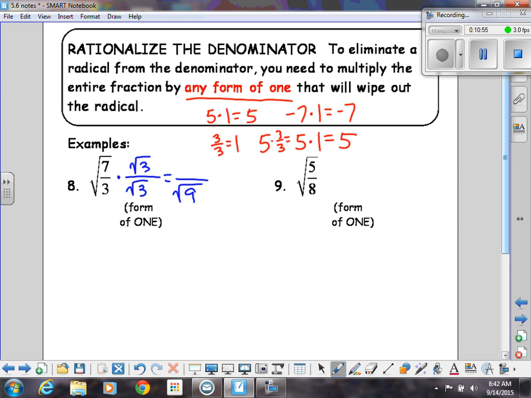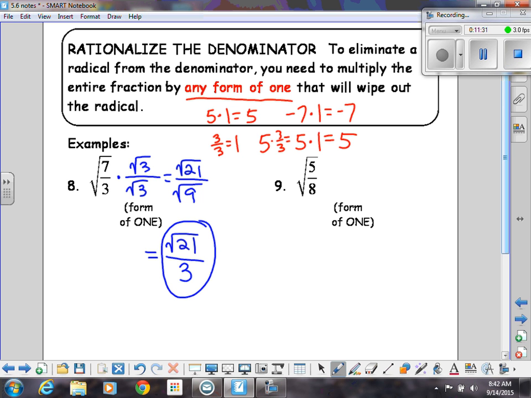7 times 3, that's just square root of 21. I don't care about the numerator. I really just care about the denominator. I want that to be a perfect square. So I can always get that by multiplying by that same thing in the denominator. I chose square root of 3 because square root of 3 was in the denominator. So now I've got something like before. I can simplify the denominator. I have square root of 21 in the numerator, and then square root of 9, that's just plain old 3. So I've gotten rid of the square root in the denominator, and I can't pull apart square root of 21. So this is my final answer.